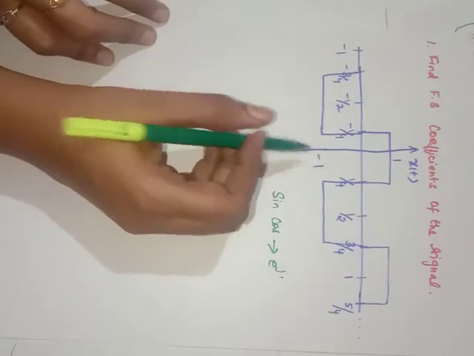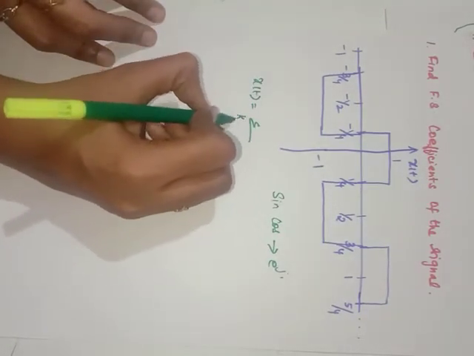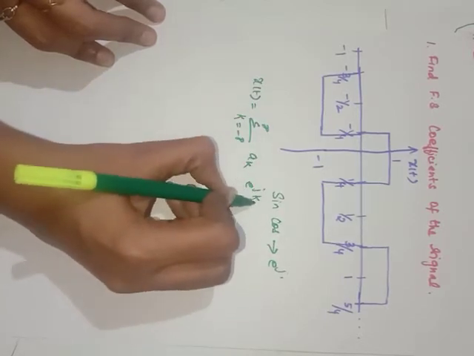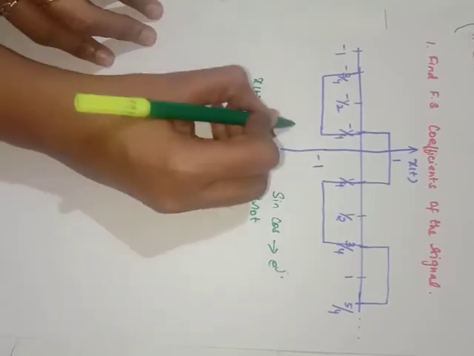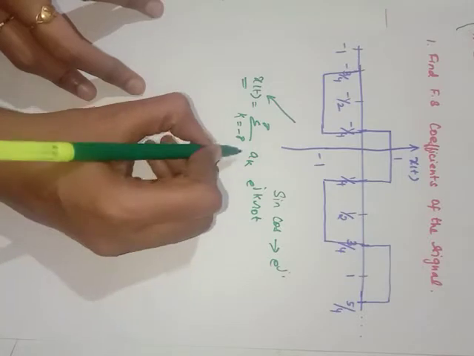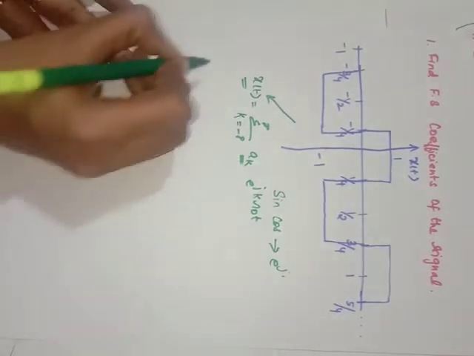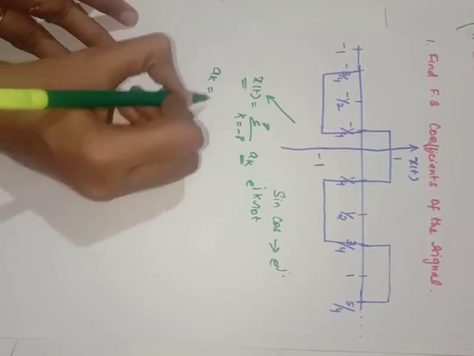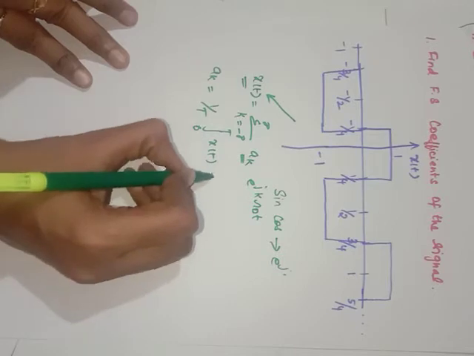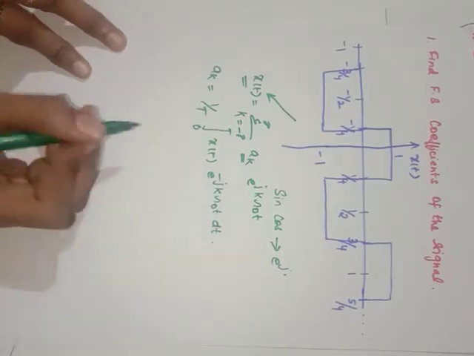Now in order to find this x of t, we need to represent it as x of t equal to the sum from minus infinity to infinity of ak e power jk omega naught t. This is your original signal x of t, and I am going to represent it in terms of exponentials. In order to do this you need to know ak. So I am going to find ak equal to 1 by T integral 0 to T of x of t e power minus jk omega naught t dt. This is the formula we have.